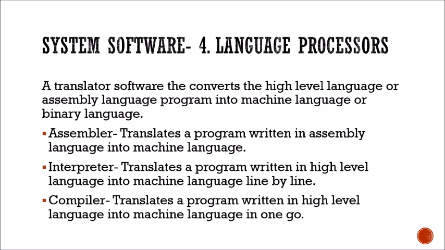Interpreter, it converts high level language program into machine language but line by line. If there are 4 lines written in a program, then it will execute first line at a time. If there is no error in the line, then it will go to second line, translates it and executes it, and so on. Compiler translates high-level language into machine language, but in one go. That means the whole code gets converted into machine language at once, and then its execution gets started.